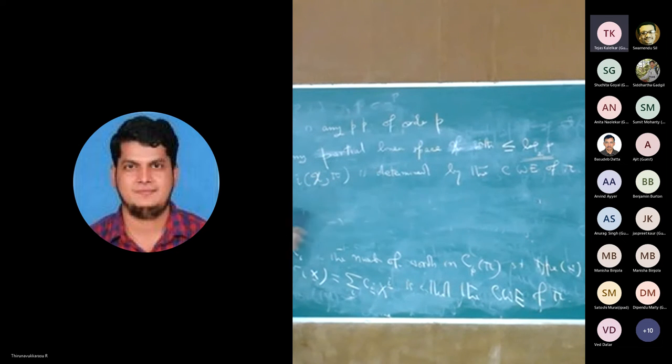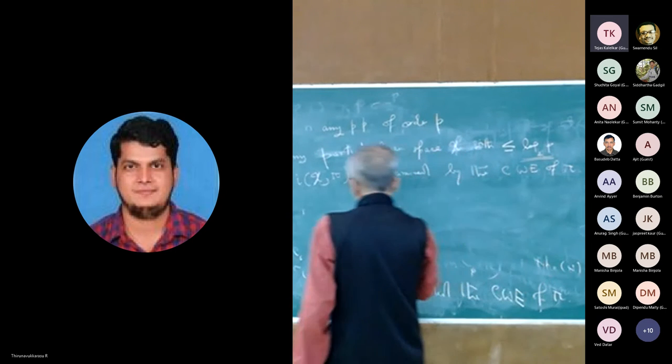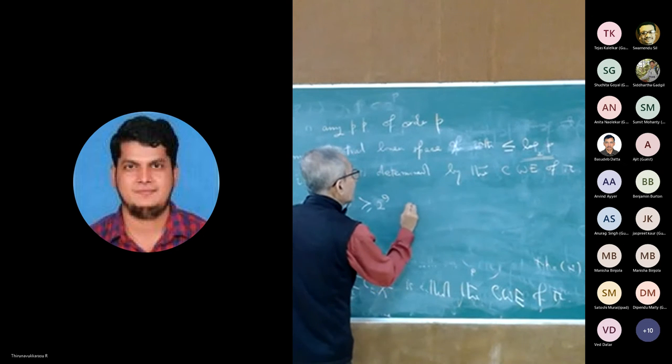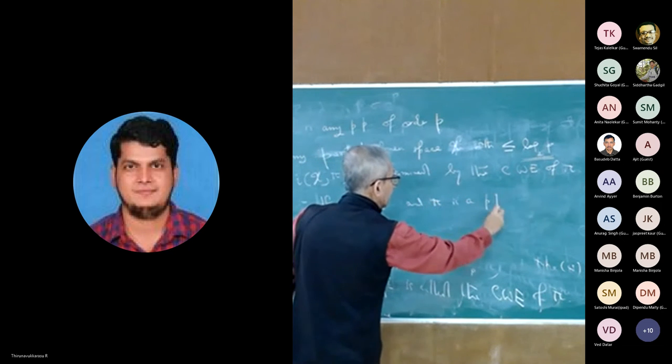For every small partial linear space, how many times is it occurring? As a corollary to this, if p is bigger than 512, which is... actually cannot be equal, prime, and pi is a projective plane of order p.